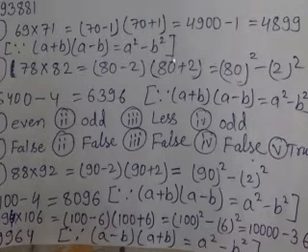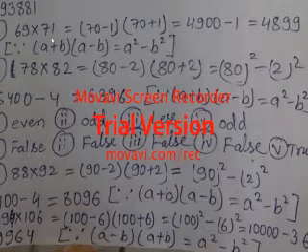So 69 × 71, you can write it in the form of (a + b)(a − b), that is (70 − 1)(70 + 1). Here also you can see this will become (a − b)(a + b), so it is a² − b².